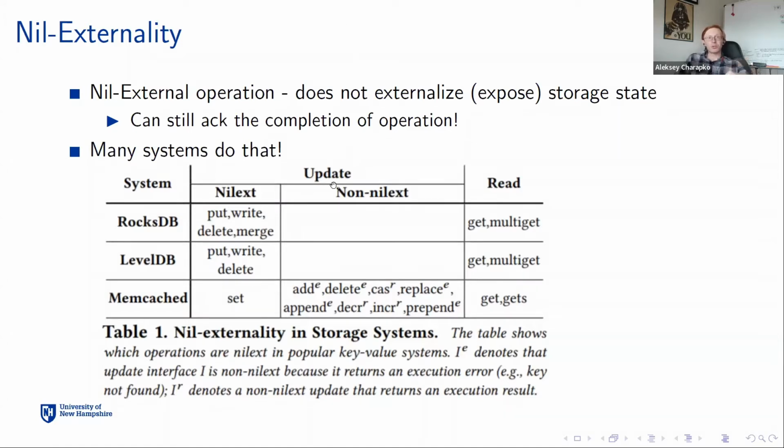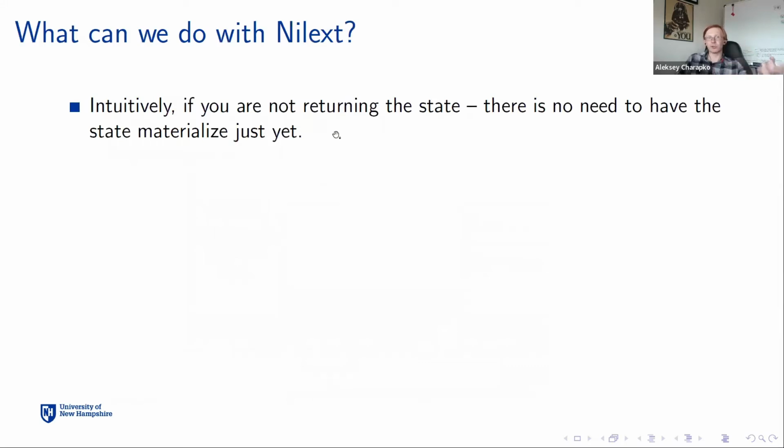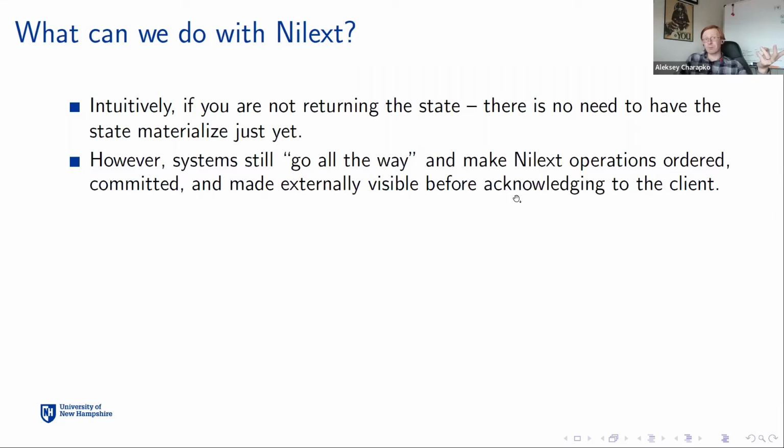Okay, so what can we do with these Nilext operations, nil-externalizing operations? Well, intuitively, if you are not returning the state of the system, then there is no need to have the state become visible or materialize just yet. So if you're doing a put operation, if you somehow made this put durable, but maybe delay this put being visible, then you can save a little bit of time and return to the client faster. So in practice, systems still go all the way, even for these nil-externalizing operations, and make them ordered and committed and made externally visible before acknowledging to the client.